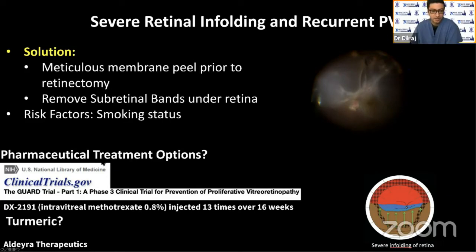There are some pharmaceutical treatment options that are being investigated, including intravitreal methotrexate that is injected as a series of intravitreal injections. And this is currently in a phase 2 trial by Aldera. And it's also important to recognize other factors, like smoking status and potential role of other anti-inflammatory agents.